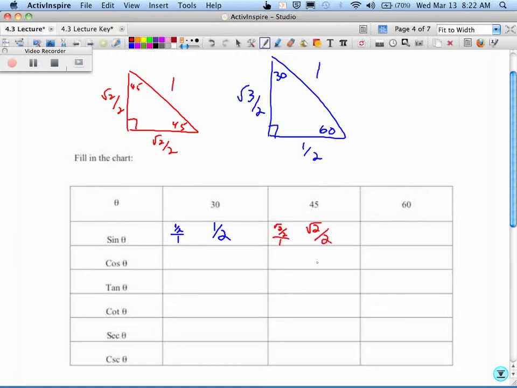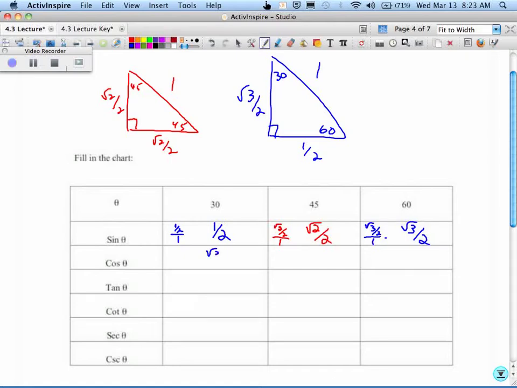60 degrees. Where are you going? Go over to the blue triangle. 60. It's down here. Opposite, root 3 over 2, hypotenuse 1. So that's root 3 over 2. We'll do the cosine and then you can ask some questions. Cosine of 30 degrees, what do you do? You go to the blue triangle again. So let's go to 30 degrees, right there. What's the cosine? Adjacent over hypotenuse. So that will be the root 3 over 2 divided by 1, or root 3 over 2.